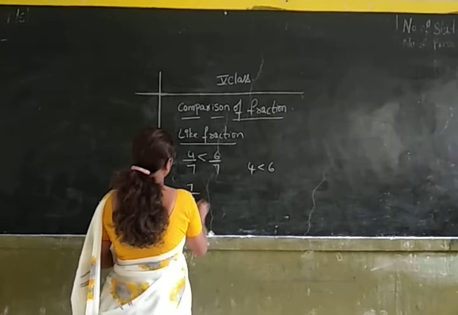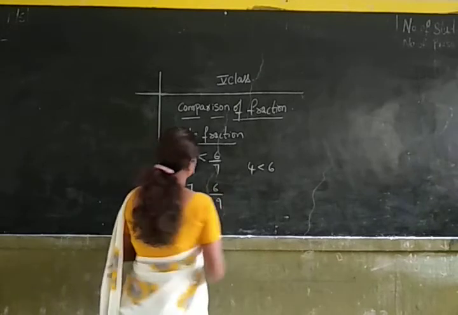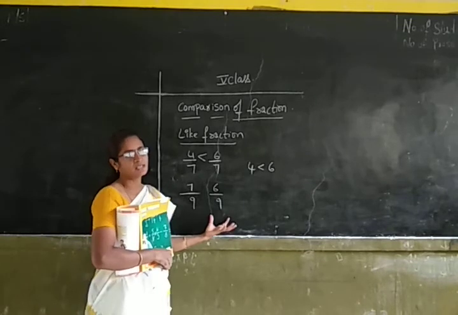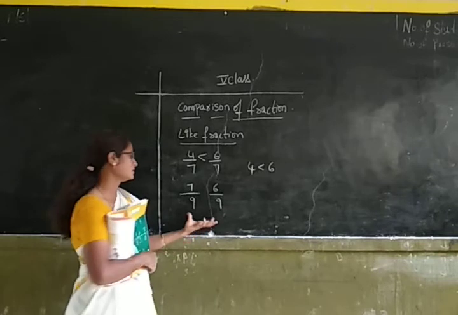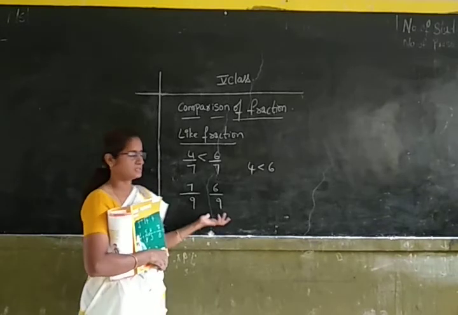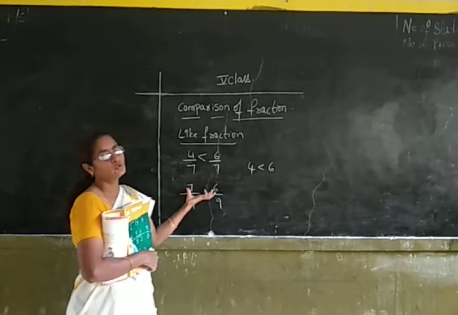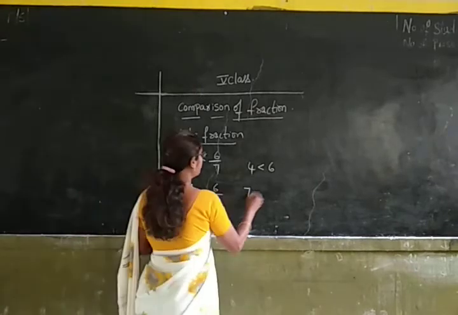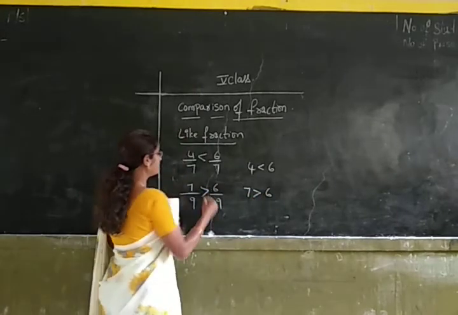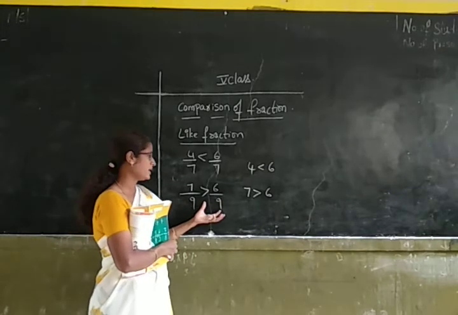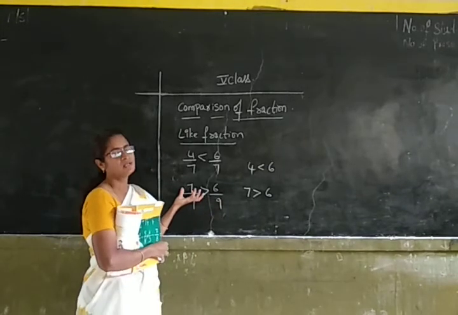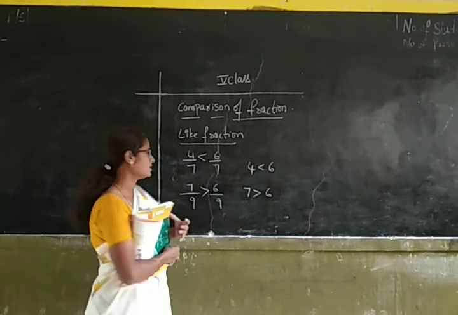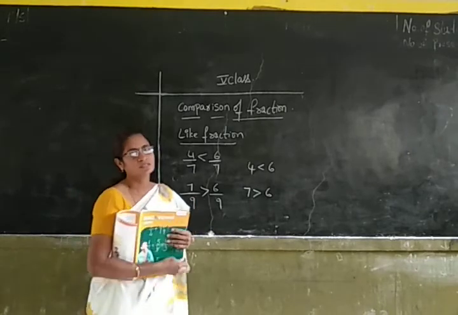7 by 9, 6 by 9. These two are like fractions because they have the same denominators. And we have to compare the numerators. When the denominators are same, we have to compare the numerators. Here, 7 is greater than 6. So, 7 by 9 is greater than 6 by 9. So, always the fraction which has the greatest numerator is the biggest one in like fractions.